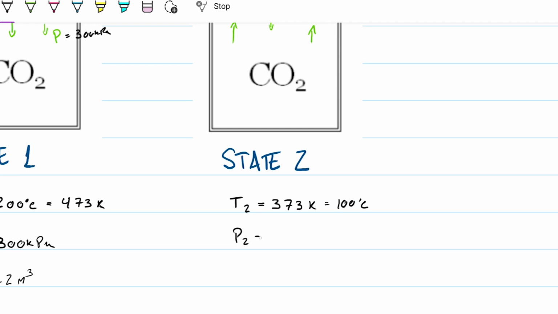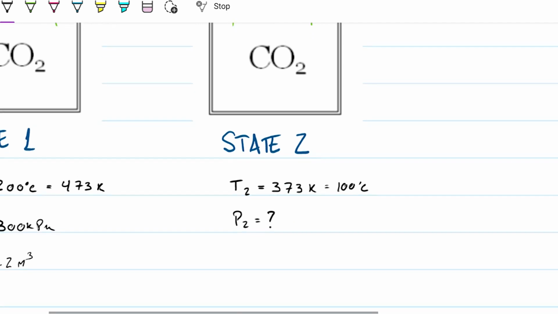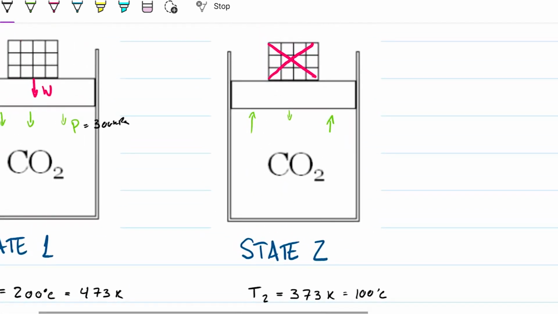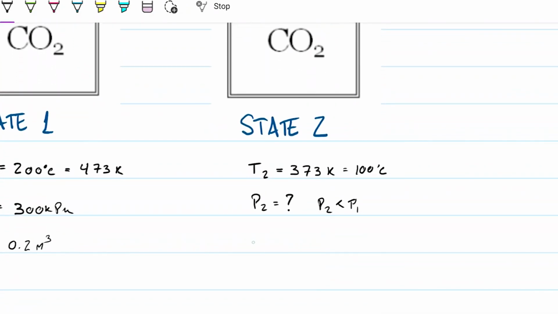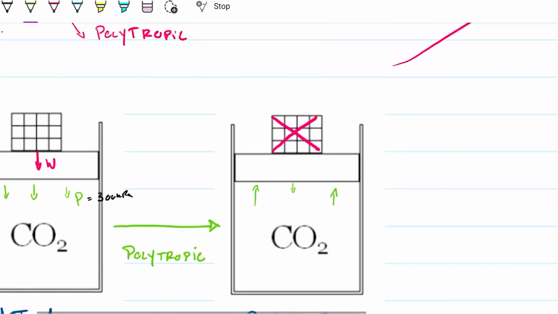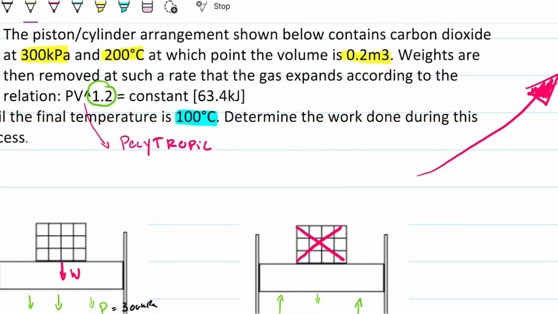And then P2, I don't know. What I do know is that P2 is going to be smaller than P1, because I've just removed that weight, which allows my gas to expand. V2, I don't know either, but I do know that V2 is going to be greater than V1, because if it's expanding, the volume is increasing. The last thing that I know is that from here to here, we are going through a polytropic process, because the problem says so, and the exponent is 1.2.